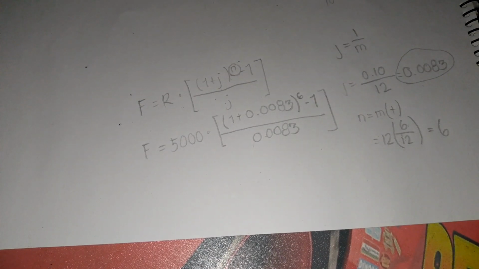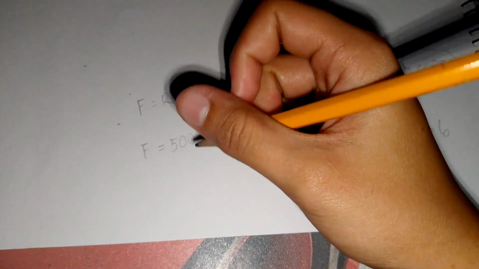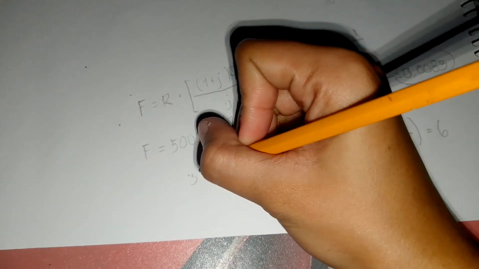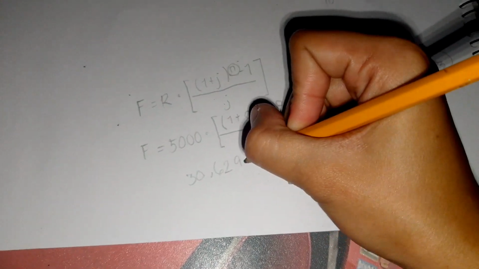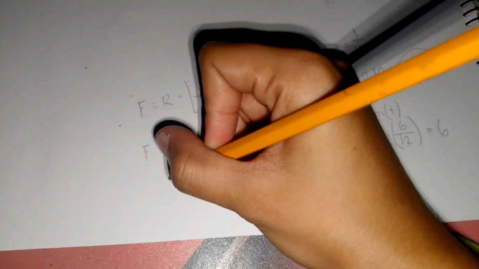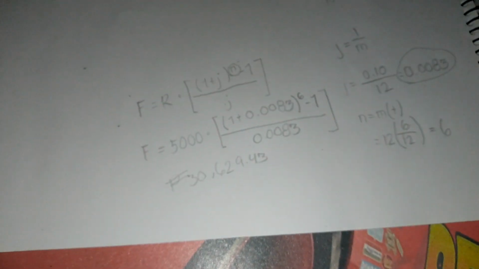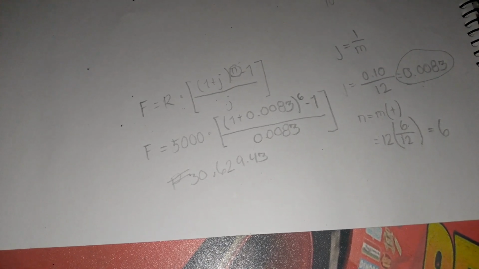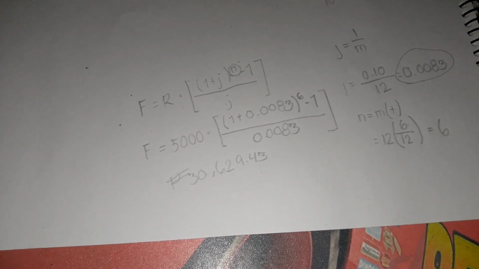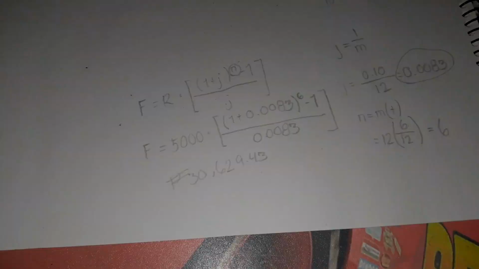Then, for the final answer, we have 30,629.43 pesos. So that means the amount of future value of Miss L's savings after 6 months is 30,629.43. So we already get the future value of Miss L's savings after 6 months.